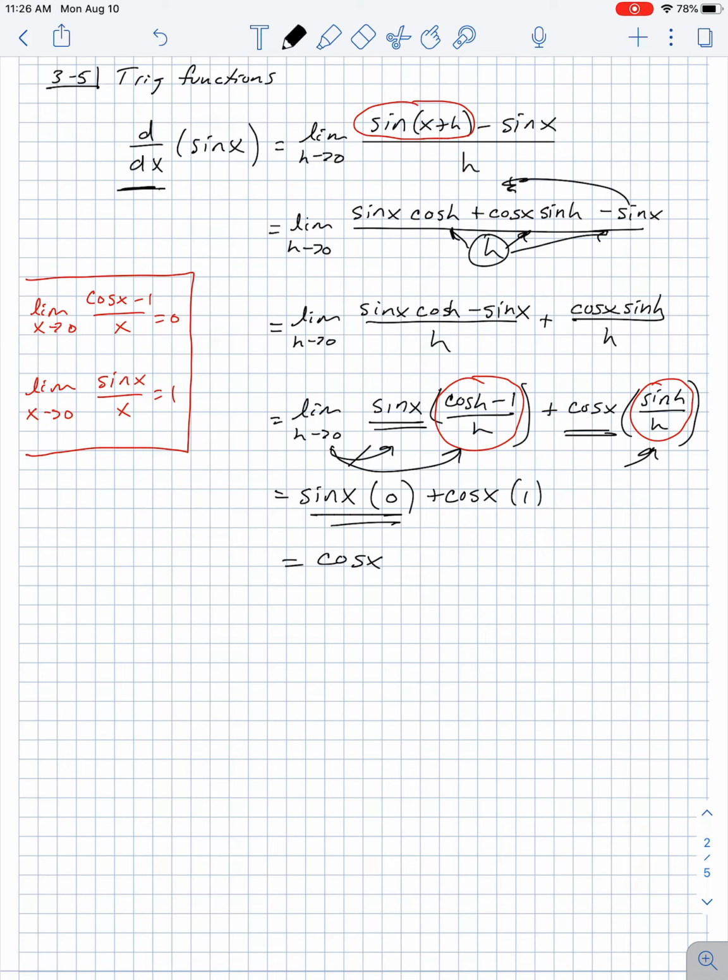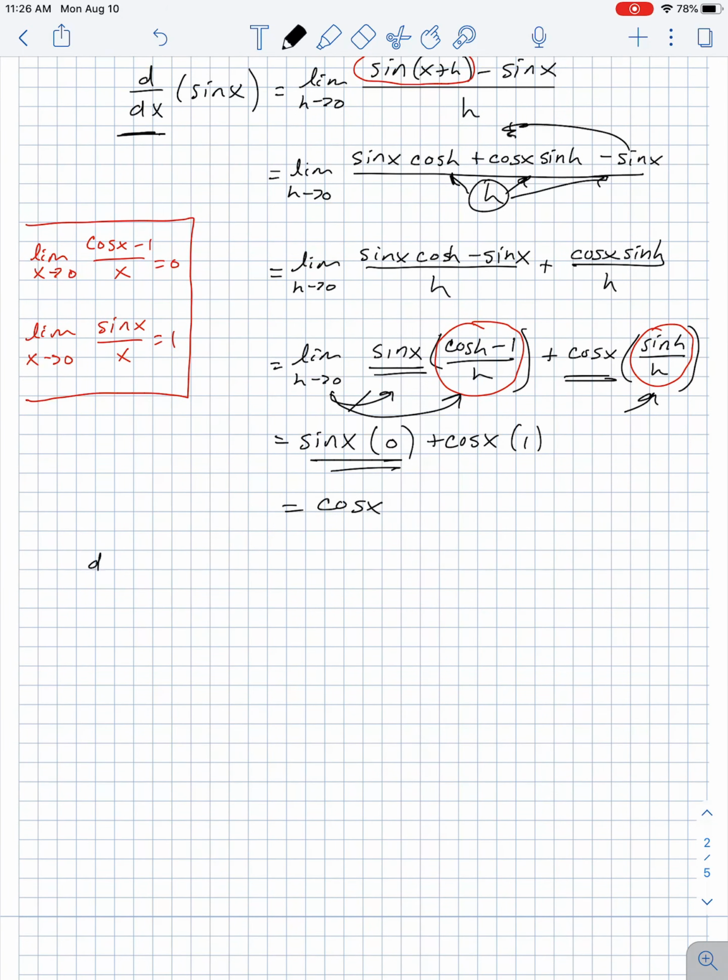Now, the proofs for the other trig functions are similar. I'm not going to walk through them all. I just wanted to show you one, to start to get you used to what proofs look like. But what I'm going to do is list them all out for you now. Okay, so the derivative of sine x is cosine x. That's the one we just saw. Okay, if you do this same process for cosine x, you'll actually get a negative sine x.